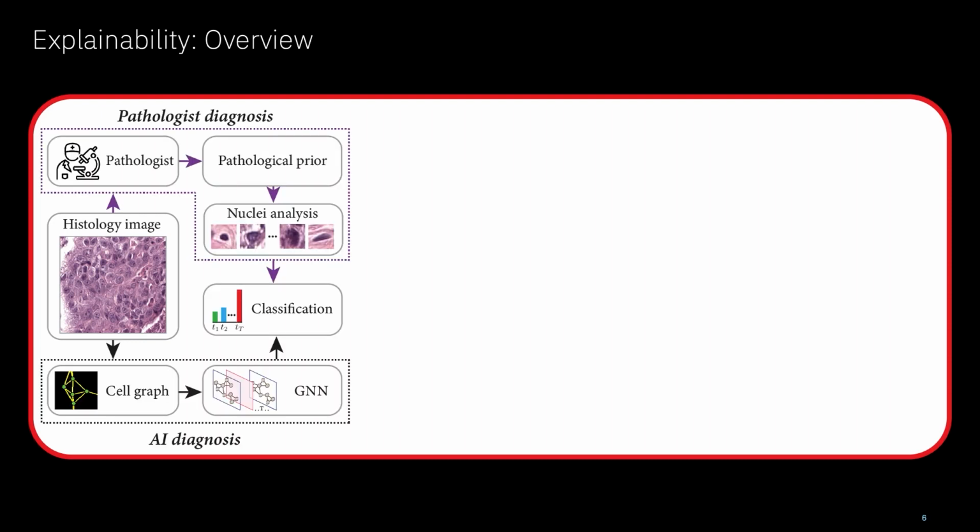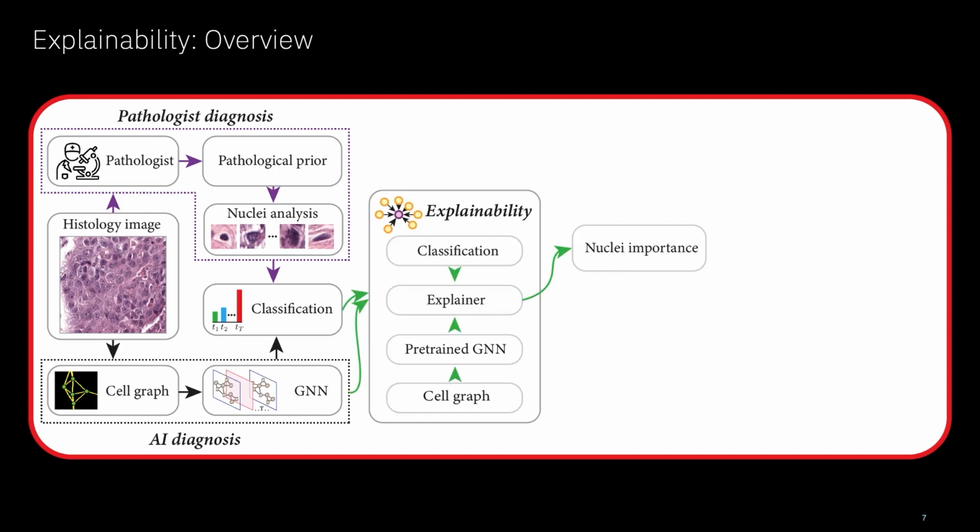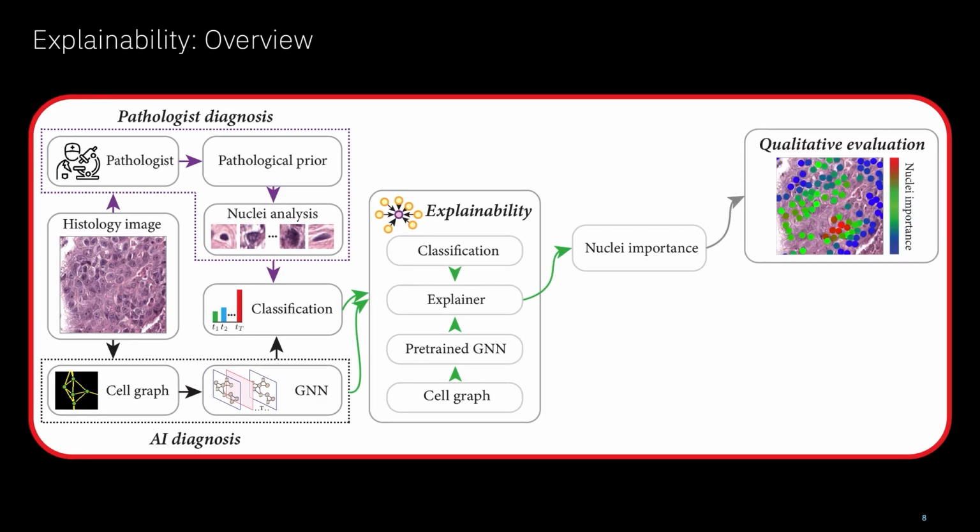So let's take a look at the proposed explainability pipeline. Given a set of histology images, we can train a graph neural network to classify the cell graph representations. Then we use this classification result along with the pre-trained graph neural network to derive nuclei-level importance scores that simply tell you how important each node is in order to make the prediction. Then at this stage, we can already do a qualitative analysis by visualizing the importance scores for each nuclei in the tissue.